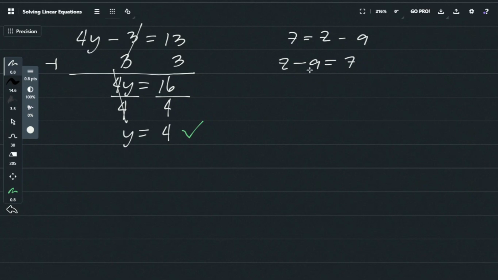So we're just going to find the additive inverse of negative 9. The additive inverse of negative 9 is just positive 9. So we're just going to add positive 9 to both sides. And we can cancel this out. So we have z is equal to 7 plus 9, which is just equal to 16. Okay, so the correct answer is z is equal to 16.